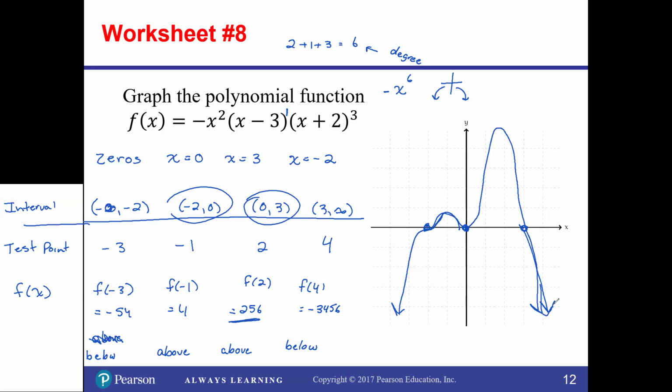But if you have the general idea, the general gist is what we're looking for, that overall it should be opening down, you know where the zeros are, you know that it should be crossing at 3 and it should be crossing at -2, but it should be bumping at 0. That's more than enough. Like I said, some of this is just a little extra flavoring to get your graph a little more accurate looking.